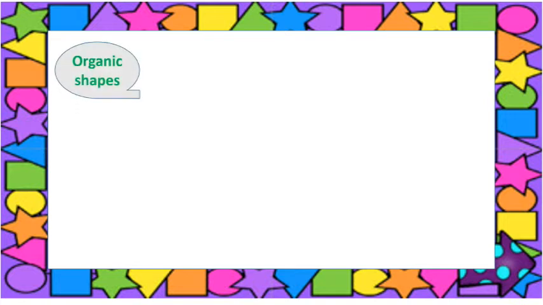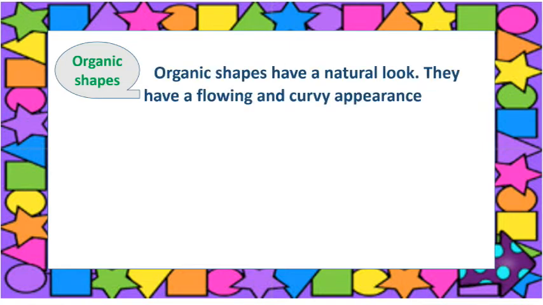Now I am going to explain some of the organic shapes. Organic shapes have a natural look. They have a flowing and curvy appearance. Here are some examples of organic shapes.